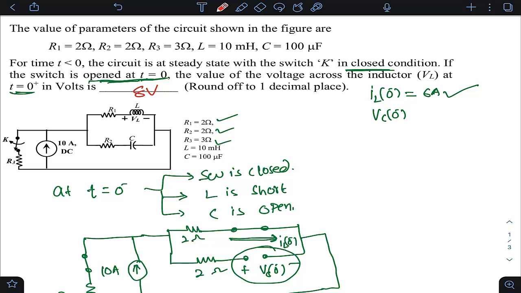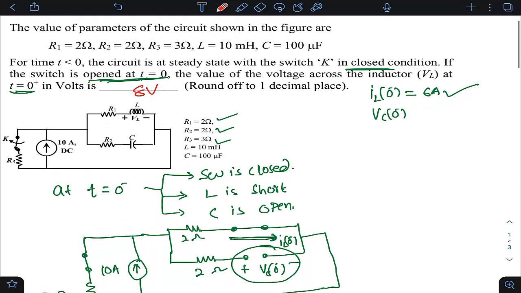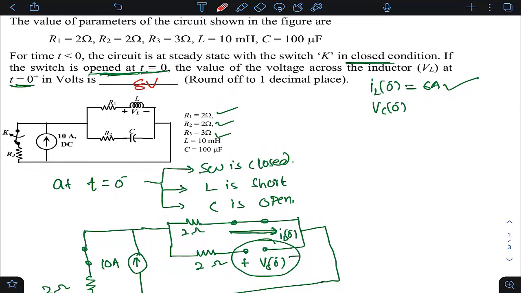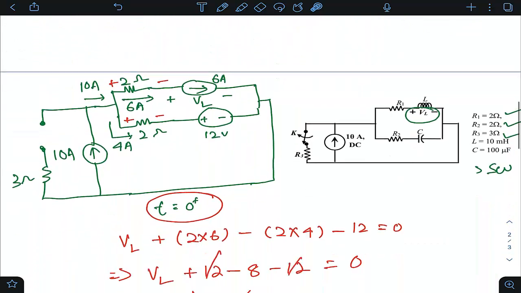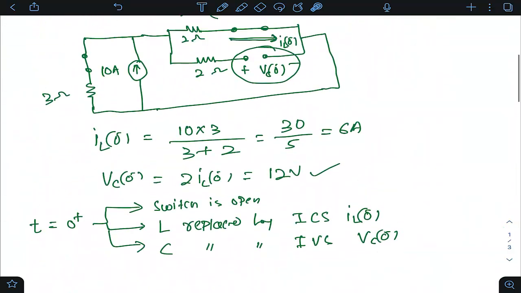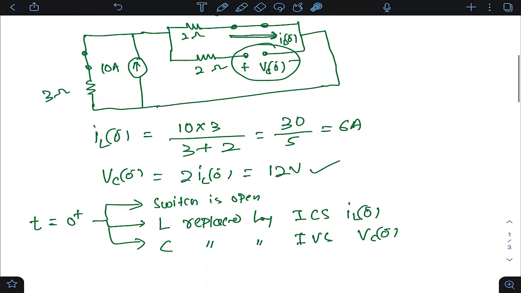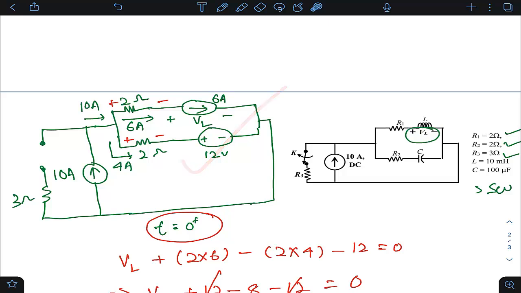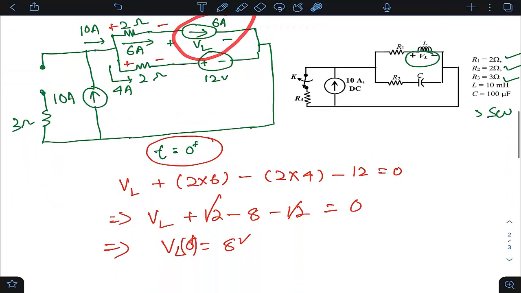This is a simple problem, and a general model problem. Every year one question comes from transients, and many times it is from the t equal to 0 plus model. In these cases, we just have to obtain the initial conditions, then draw the network at t equal to 0 plus by replacing the inductor with an ideal current source and the capacitor with an ideal voltage source, and then write the desired set of equations to get the desired parameter. That's what I did. First I obtained the initial conditions IL(0-) and VC(0-). Then I drew the circuit, and by writing a KVL equation we got the answer as 8 volts.